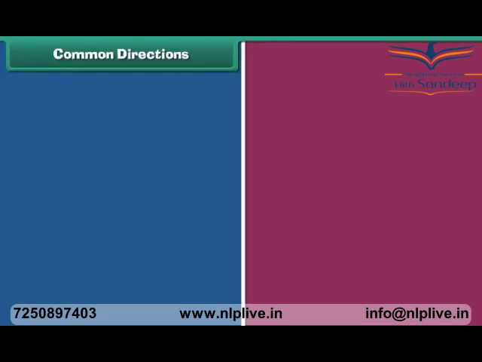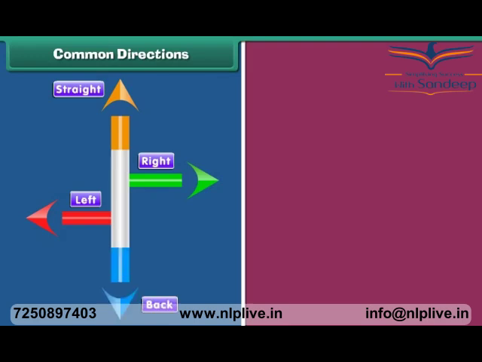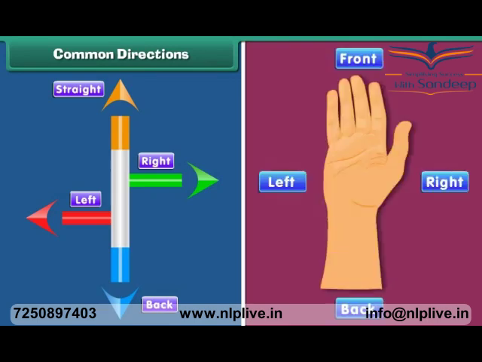Common directions. Turn left. Turn right. Go straight ahead. Go back. We use these words when people ask us directions. We can use our hands to indicate four common directions: left, right, front, and back.